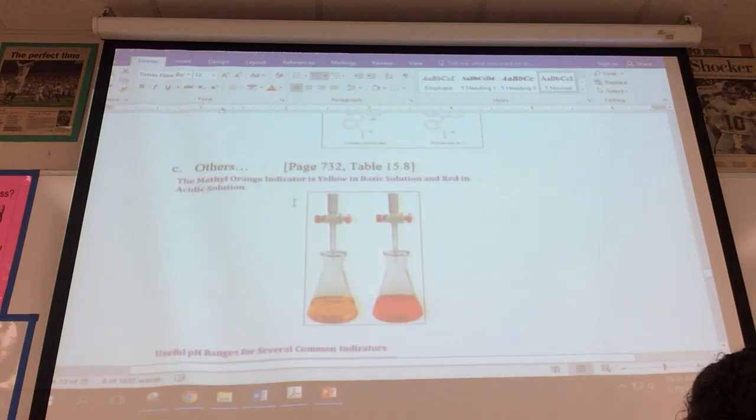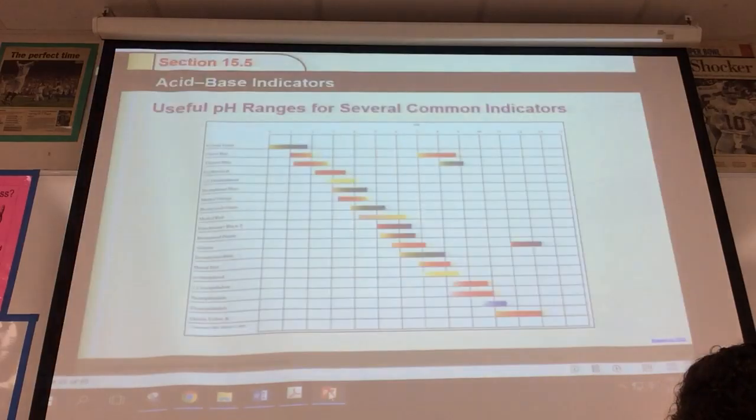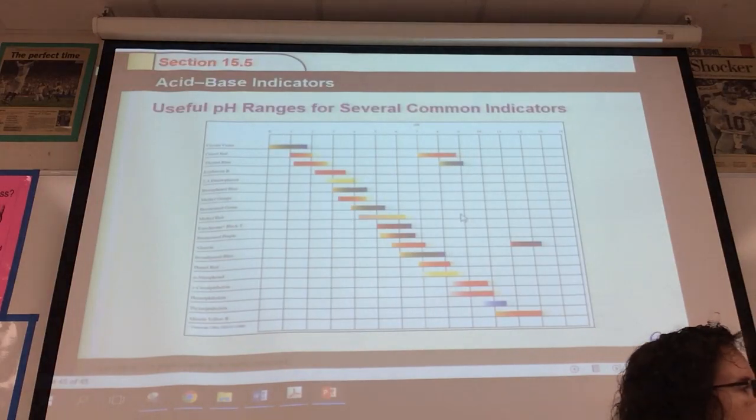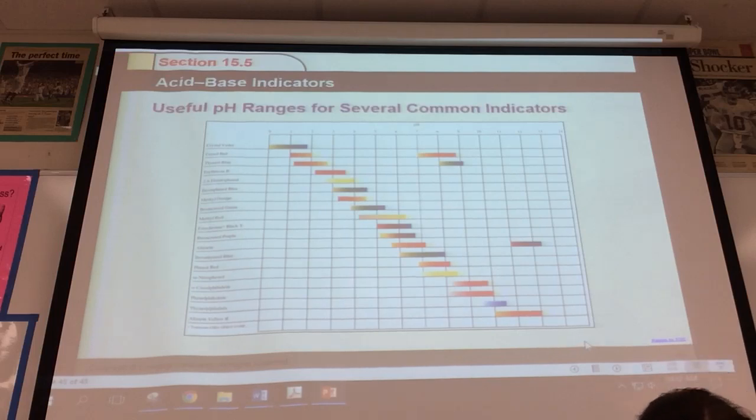Methyl orange is another indicator. It's yellow in basic solutions. It's red in acidic solutions. And there's a whole bunch of useful indicators. Shown here are the pH ranges. I don't think I can make it bigger, but we can take a look at it.